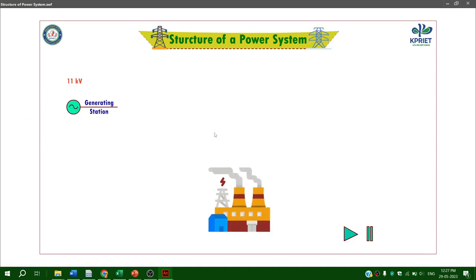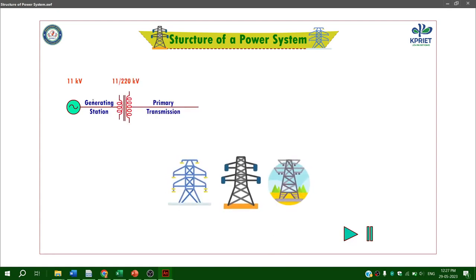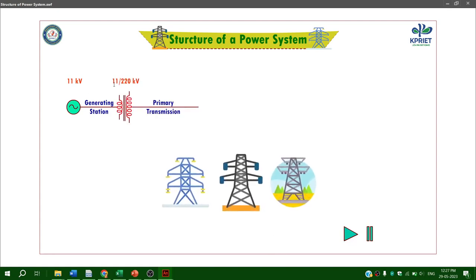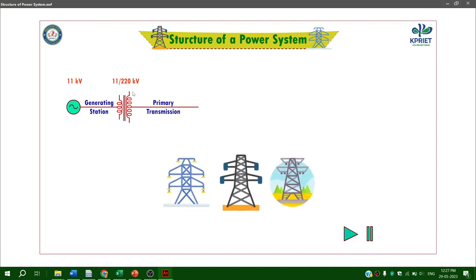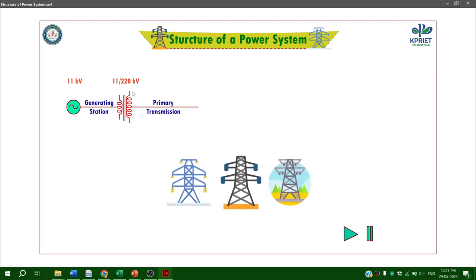Normally we generate the power at 11 kV, that is from the power generation. Then the voltage will be increased, that is primary transmission. That voltage depends upon the amount of power generation and the length of the transmission, that will be carried out through the transmission towers.